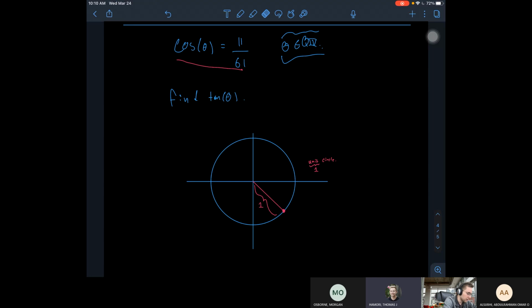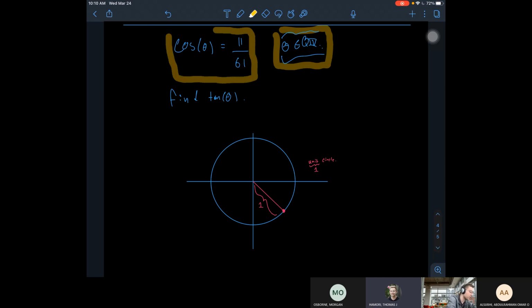Okay. Is there anything else we know? What's the other piece of information we're given? We're told that theta should be in the quadrant 4, and the other piece of information is that cosine of theta is 11 over 61. How does this piece of information fit into the picture? Wouldn't that give us like degrees? Not degrees. The angle measurement here is on the inside.